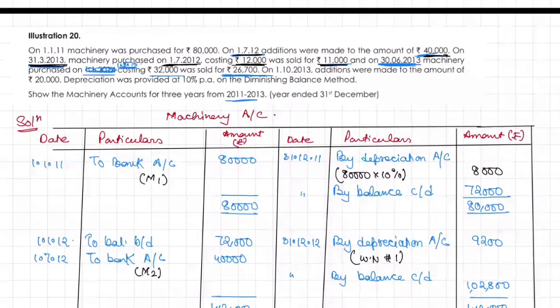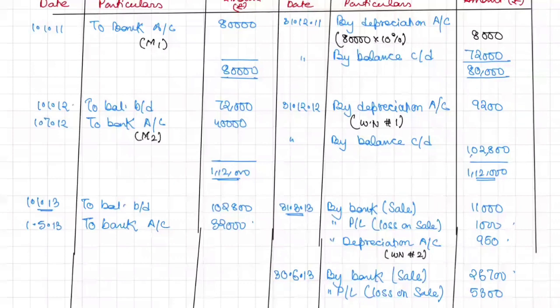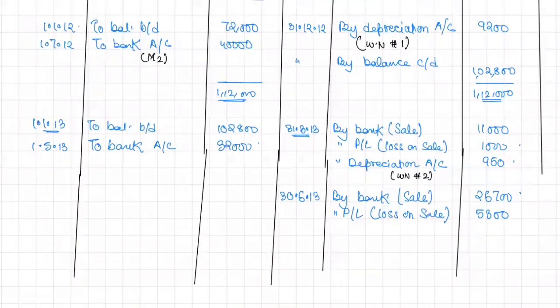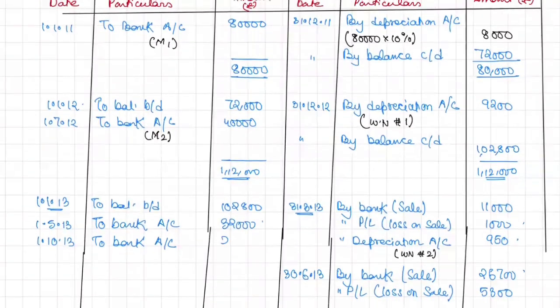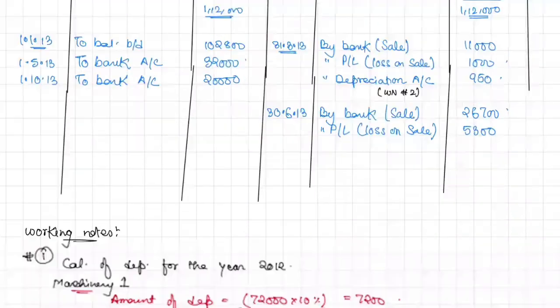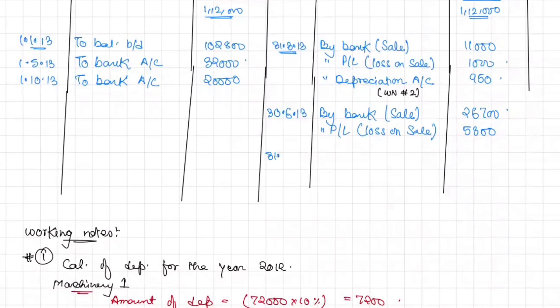Now we can read the question, I think. On 1st of October 2013, additions were made to the amount of 20,000. Again, some addition has been made. So bank account, addition of 20,000. On 31st December 2013, there will be some depreciation, correct?